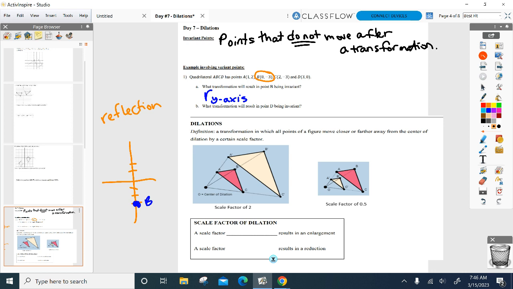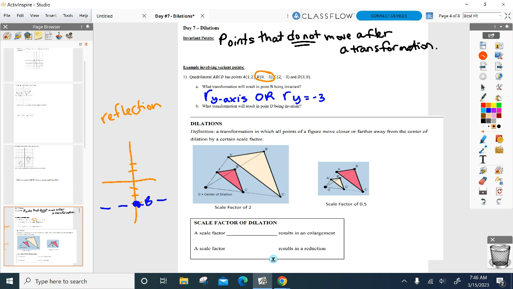I want something else, though, because you're in an above-average math class. Give me another line I could reflect over other than the y-axis, and it would not go anywhere. Anybody have it? Spence, you got it? There you go. Y equals -3. The horizontal line, y equals -3. Perfect. So if I reflected over either of those two lines, point B is not going anywhere. All right, let's keep going.